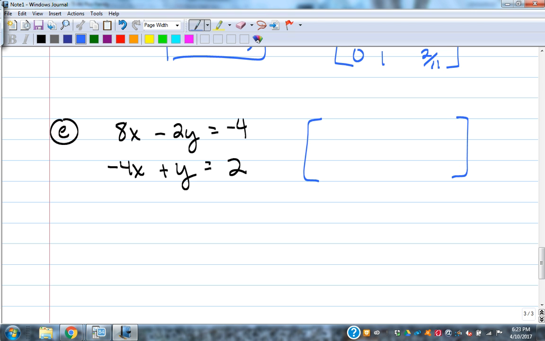You have a column of x's, column of y's, column of numbers: 8, -2, -4, -4, 1, 2. If one of the variables is missing in your equation, then just put a 0 in its place. Like if it didn't have an x, put a 0. If it didn't have a y, put a 0 in its place. Again, we've got a 2 by 3 that we're dealing with here. Nothing changing as far as that goes.